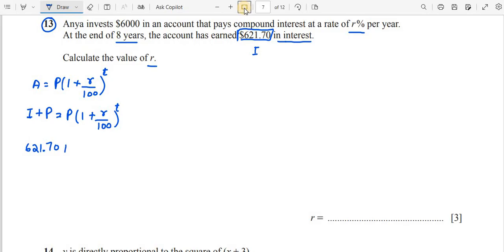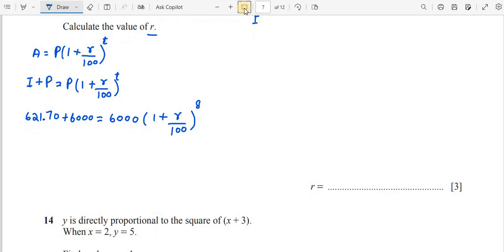Plus P, the principal, which is equal to 6000, is equal to 6000 times (1 plus R over 100) to the power T, and T is in years, equal to 8 years. Summing these values, we get 6621.70. This 6 is multiplied with this factor. If we shift it to the other side, it will be divided.